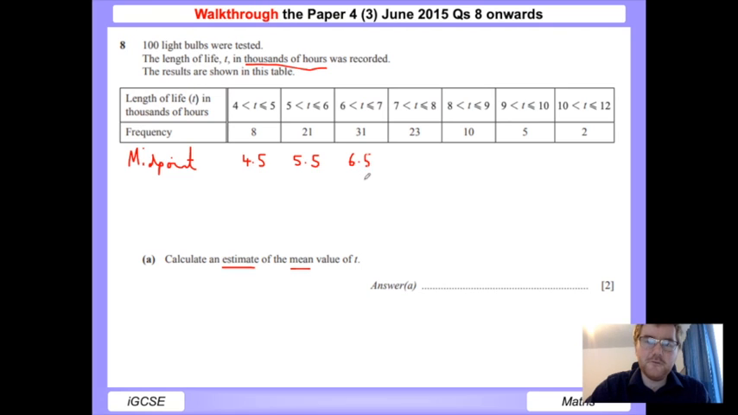And watch out for the trick at the end. Let's see if you fall for it at home. Hopefully not. Because with this one here, between 10 and 12, of course, the answer is 11, not 10.5. Don't be lazy in the test. Do focus on every single part. Now, most teachers will tell you at this point, okay, we do midpoint times frequency, add them together, divide them by 100, and we have our answer.